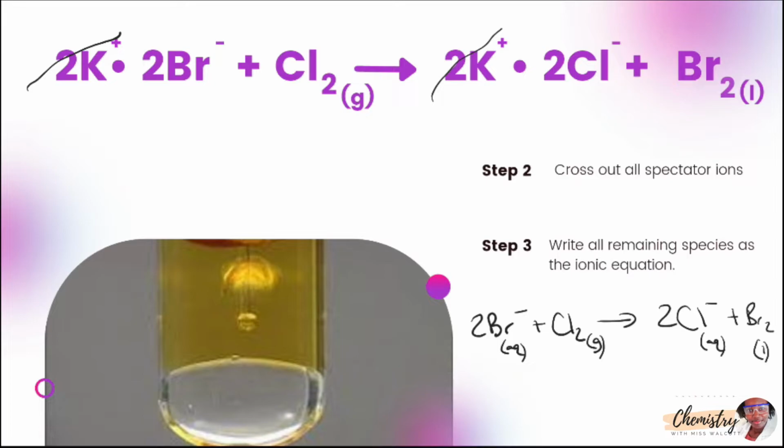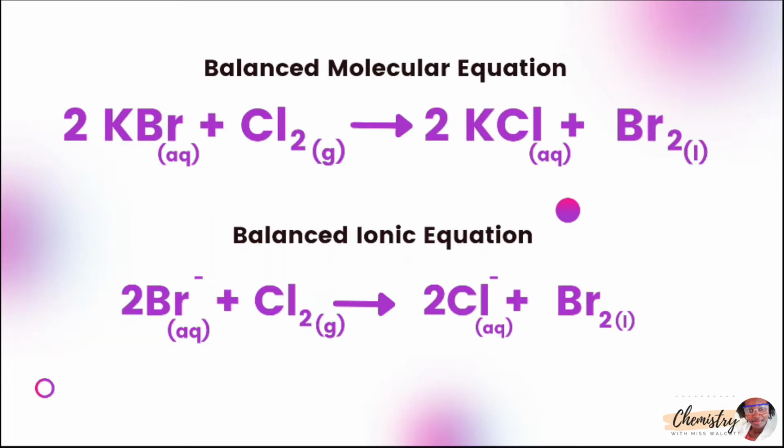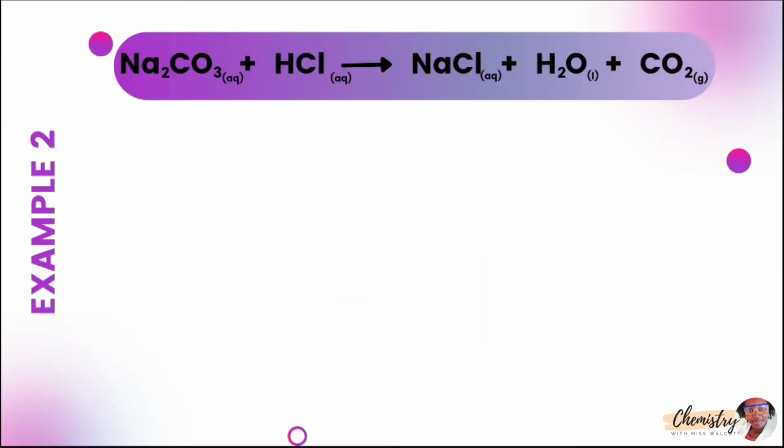And that would be our ionic equation. The difference between our molecular equation and our ionic equation: the molecular equation shows us all the atoms from all the species, while the ionic equation shows us only those elements that actually react. Let's do a second example.